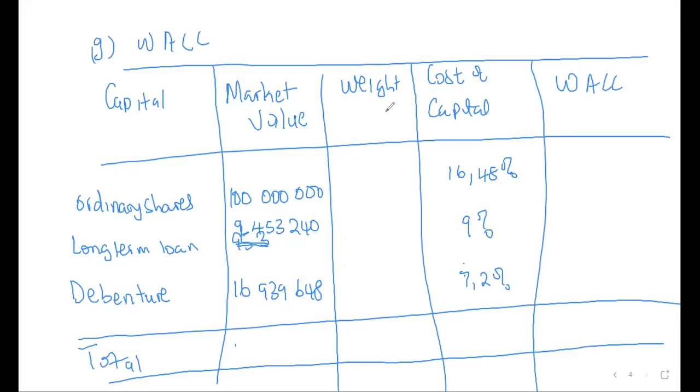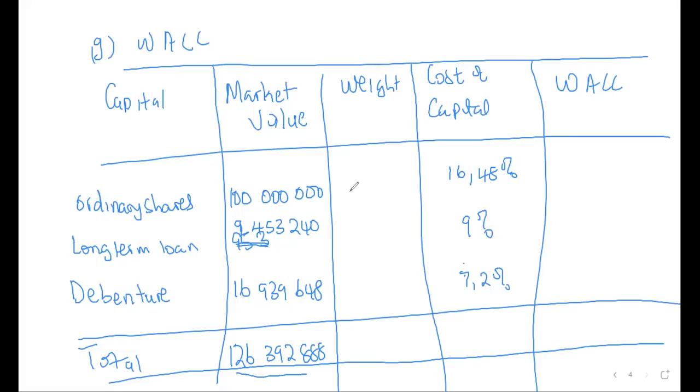The total, we use it to determine the weight. Remember when we started, I said you are going to use this total that you have here to determine the weight. The weight is the component of ordinary share in the total capital structure. So that's the percentage that you are calculating here. So in all, how much are we having as our total? 100 plus 16 plus 9, 126 million, 392, 888.